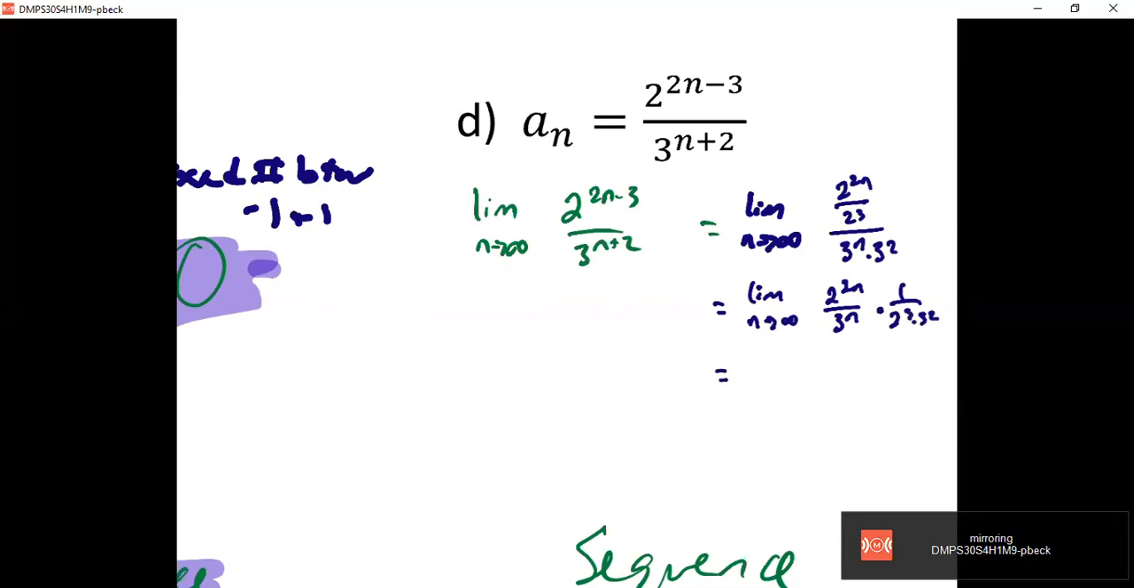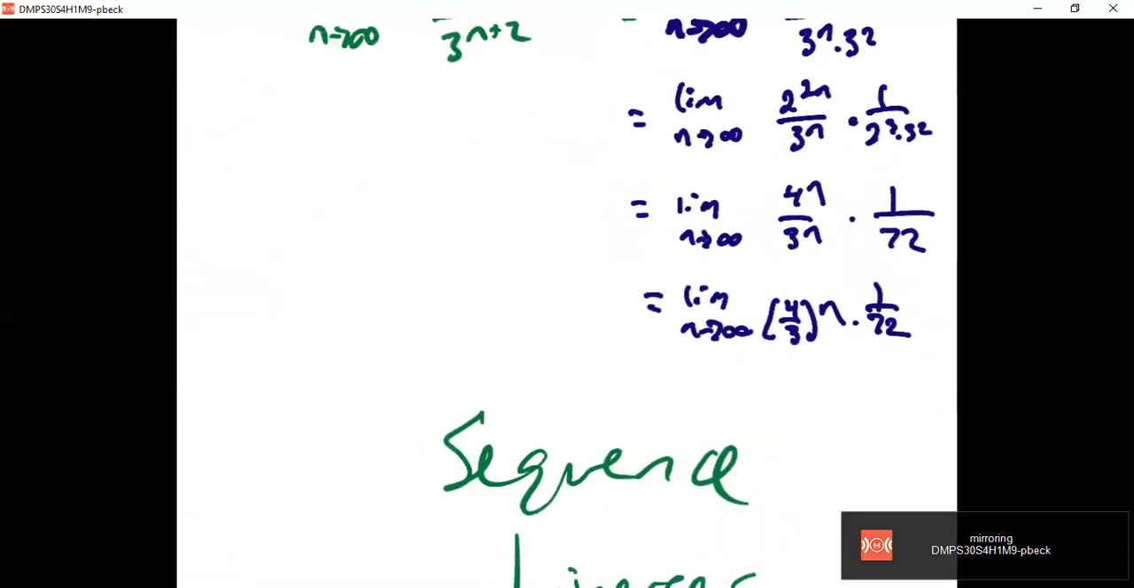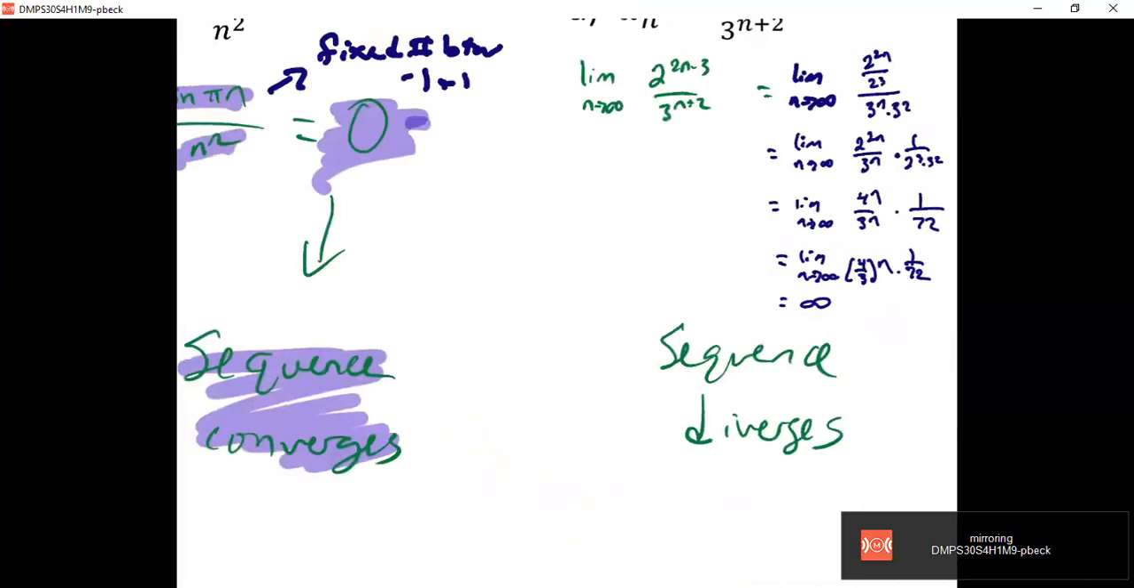So how do we know what this number is? The limit as n approaches infinity. We could write this as 4 to the n over 3 to the n times 1 over, what is that, 8 times 9, so 72. I'm not as worried about the 1 over 72 as I'm worried about the 4/3 to the nth power. So the limit as n approaches infinity of 4/3 to the nth power times 1 over 72. 4/3 gets bigger and bigger. If you remember, this number is bigger than 1. A little bit of pre-calc review as well as some of the stuff that we've done. Therefore, that's infinity, which is why our sequence diverges.